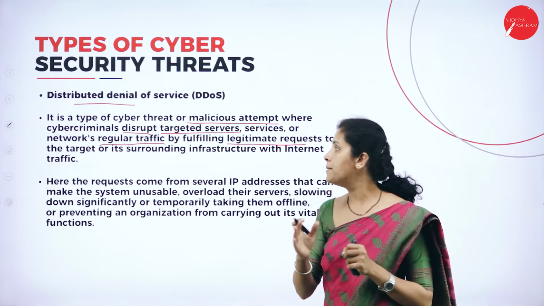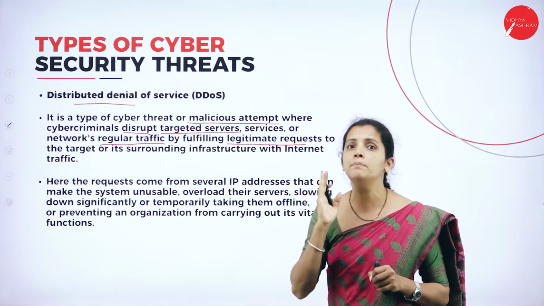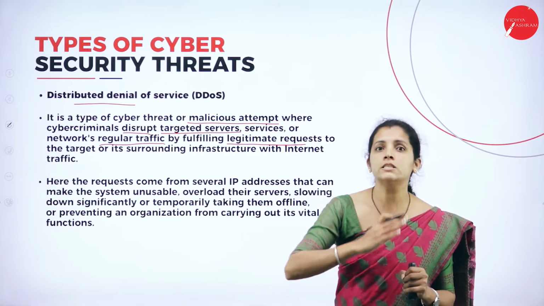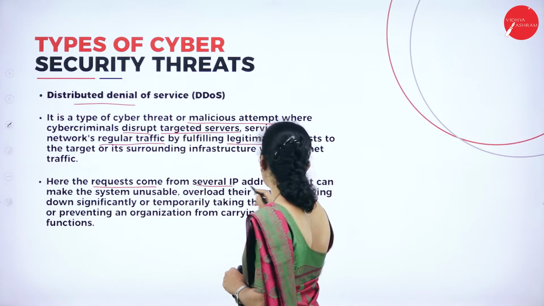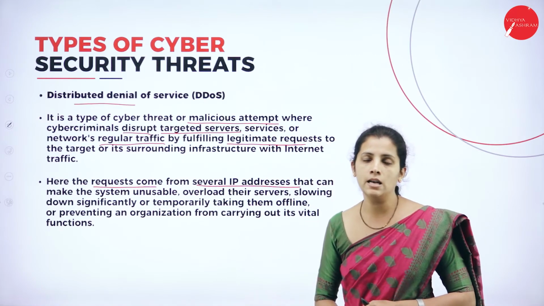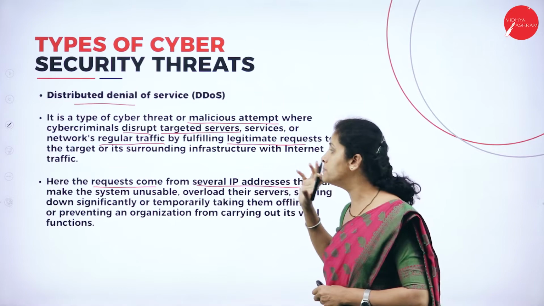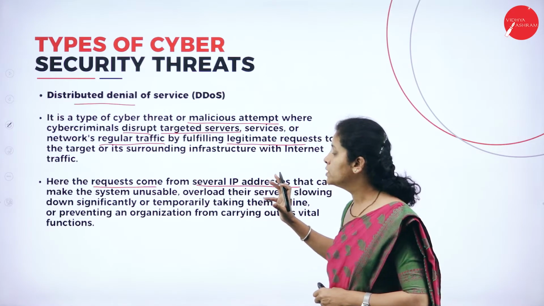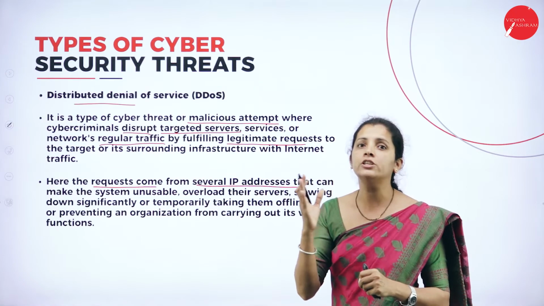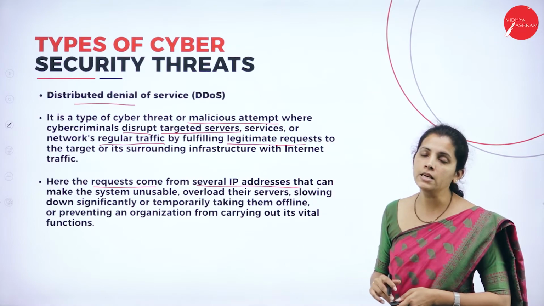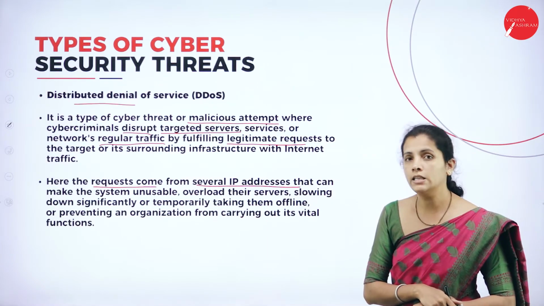That means the main aim of cyber criminals is to make the target machine or target system busy by sending some bogus requests to the server. So here the requests come from several IP addresses that can make the system unreachable. Here the main intention of the cyber criminals is to make the system busy, that is nothing but unreachable. So what they will do? They simply start sending requests to the server, with the intention of making the server or system busy so that other clients or users are not able to get the services.